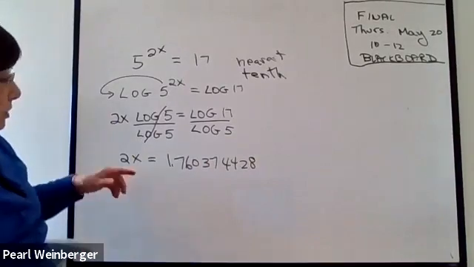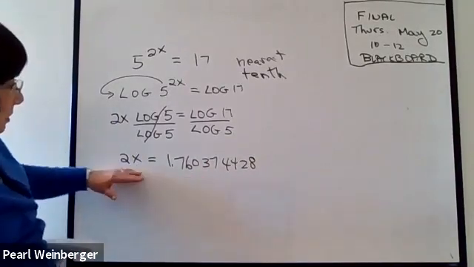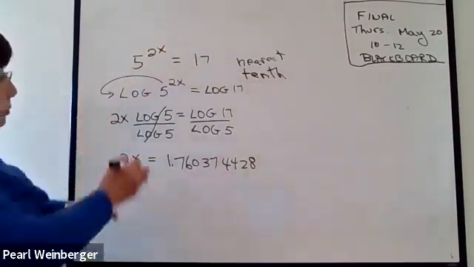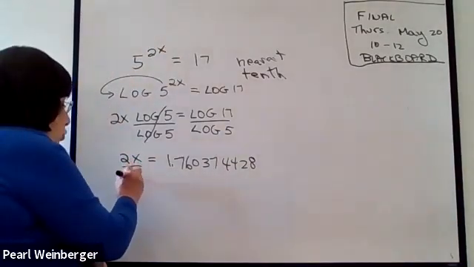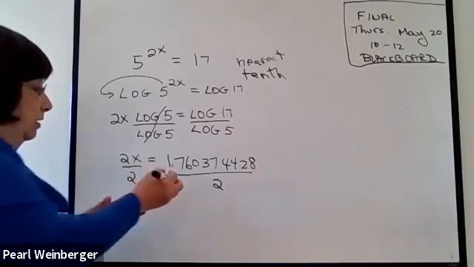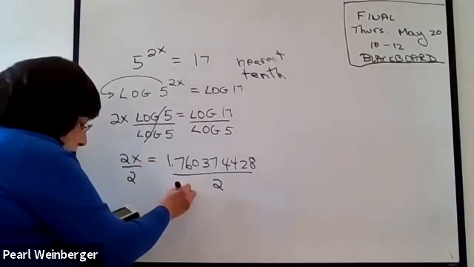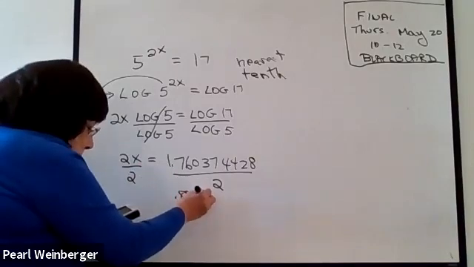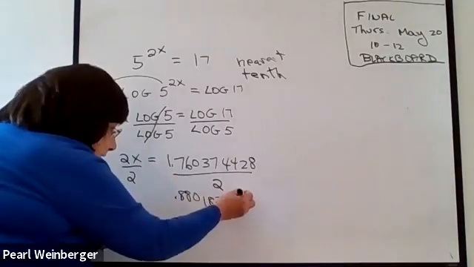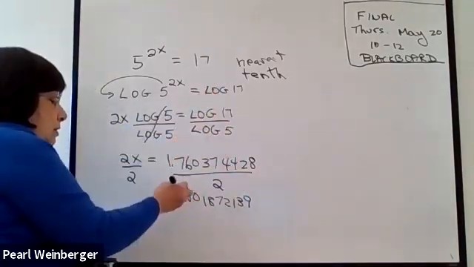And I'm almost finished, but this is not what x is. This was a 2x because there was a 2 in front of here. So now I'm going to have to divide this by 2. For that, I got 0.88. Okay. And that gives me 0.880187239. But I wanted it to the nearest tenth.